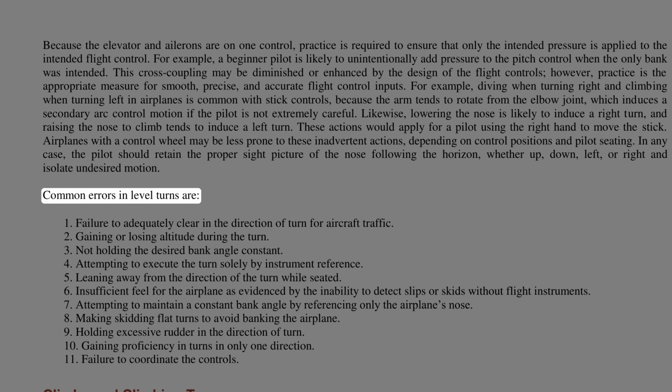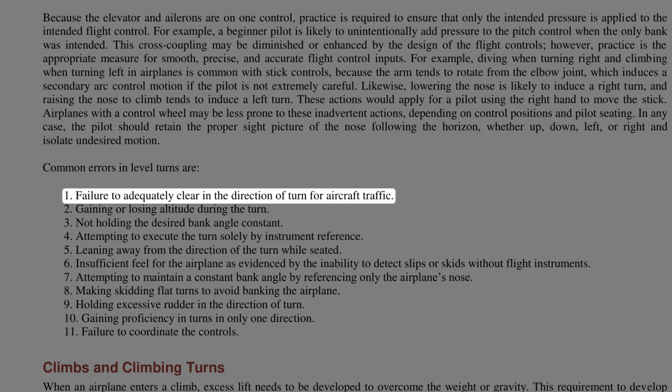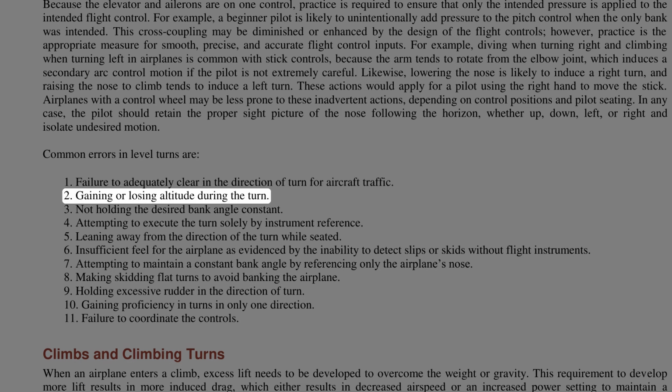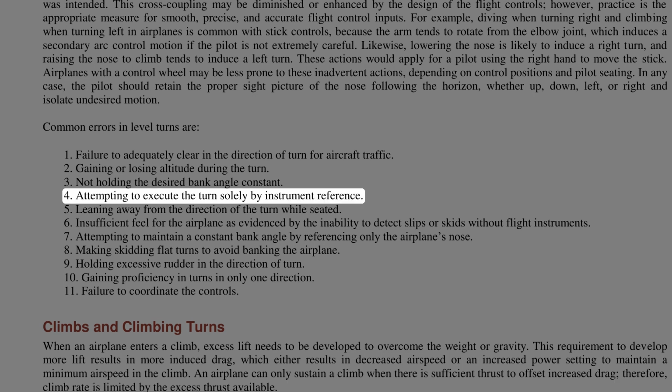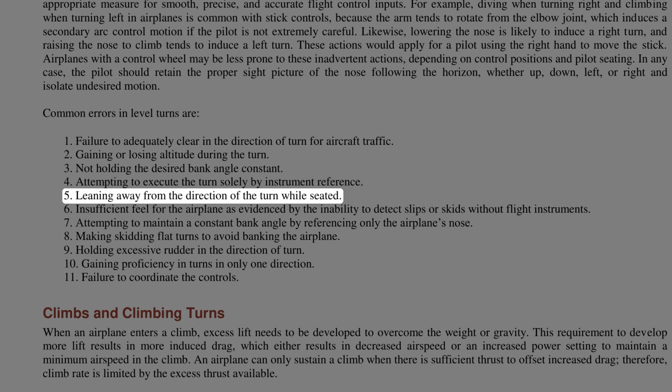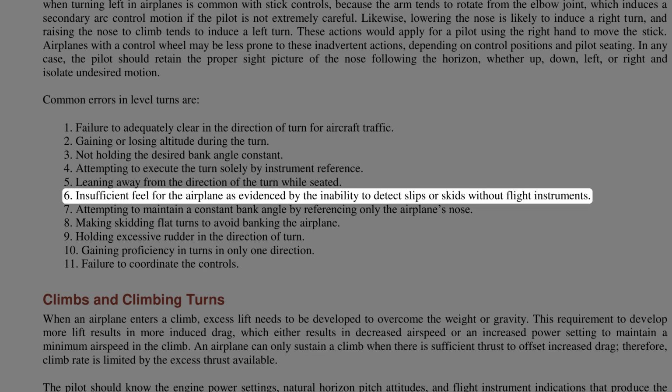Common errors in level turns are: 1. Failure to adequately clear in the direction of turn for aircraft traffic. 2. Gaining or losing altitude during the turn. 3. Not holding the desired bank angle constant. 4. Attempting to execute the turn solely by instrument reference. 5. Leaning away from the direction of the turn while seated. 6. Insufficient feel for the airplane, as evidenced by the inability to detect slips or skids without flight instruments.